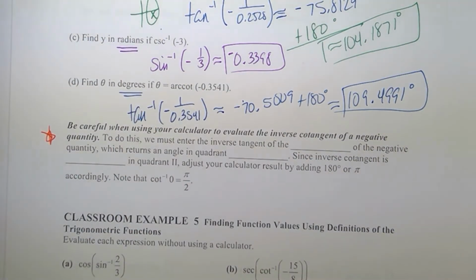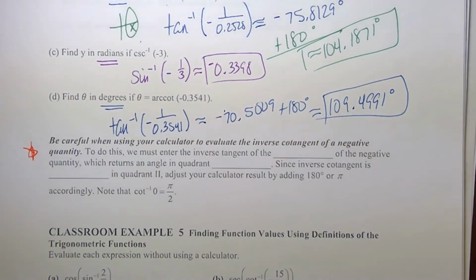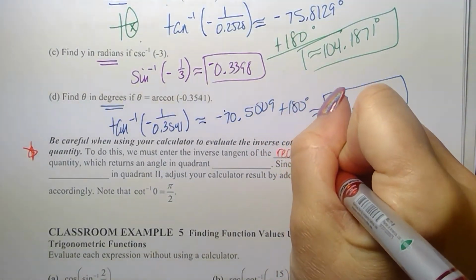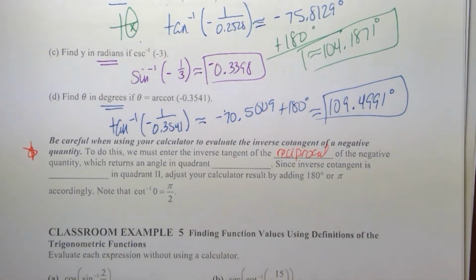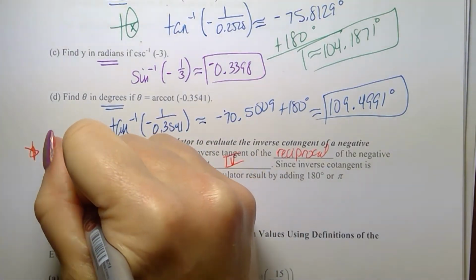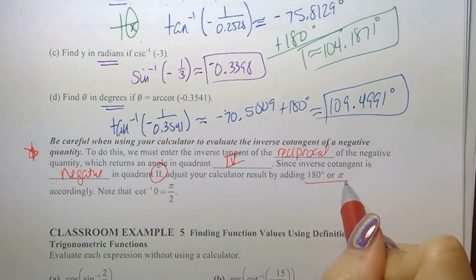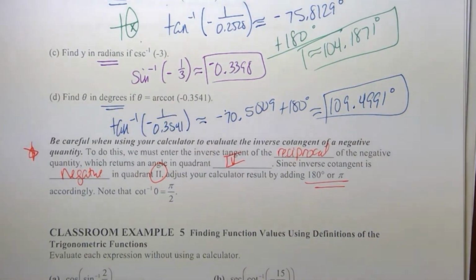Okay, be careful when you're using your calculator to evaluate the inverse cotangent of a negative quantity. This is what we've been talking about. To do this, make sure that you enter the inverse tangent of the reciprocal, which returns an angle in quadrant 4. And since inverse cotangent is negative in quadrant 2, you have to adjust your result by rotating it by adding 180 degrees or pi.